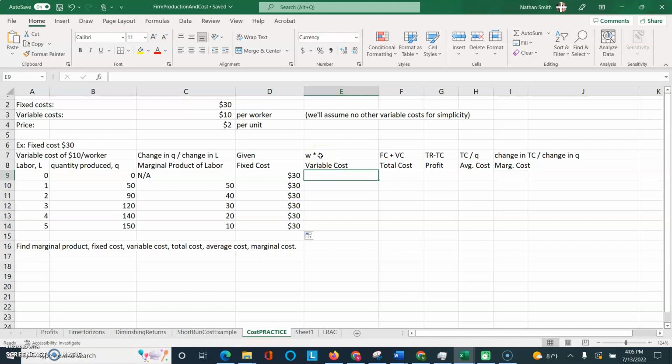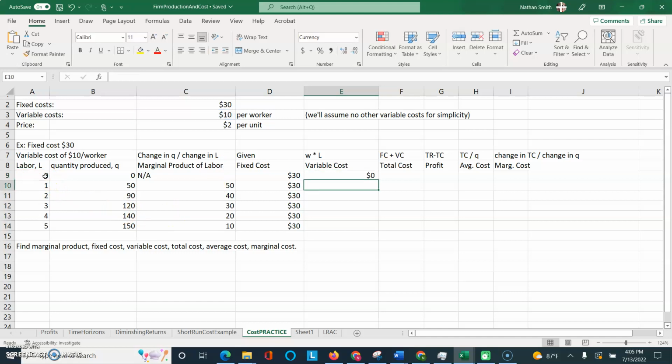In this case, the only variable cost is the labor. I have a per worker rate, so I would simply have to multiply, so that's W for wage, by the amount of labor that's being hired. Okay, so I could just do equals $10 per worker. That's going to be my approximate wage rate, and I'm going to lock that cell down and simply multiply by the number of workers.